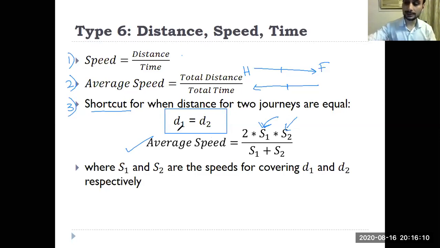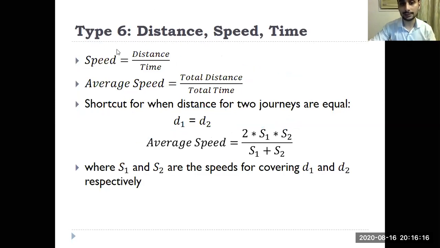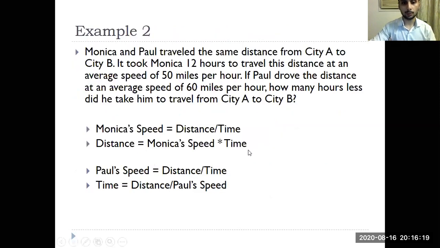Now that you followed this, let's go ahead and try to figure out a few questions that we can solve using these methods. So what I'll do is I'll first take you to question number, example 2, which is related to speed is equal to distance over time. Let's try to do this question together.